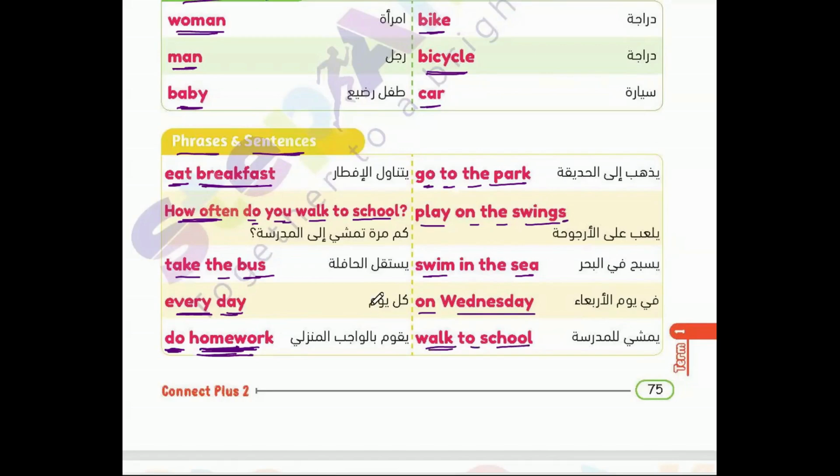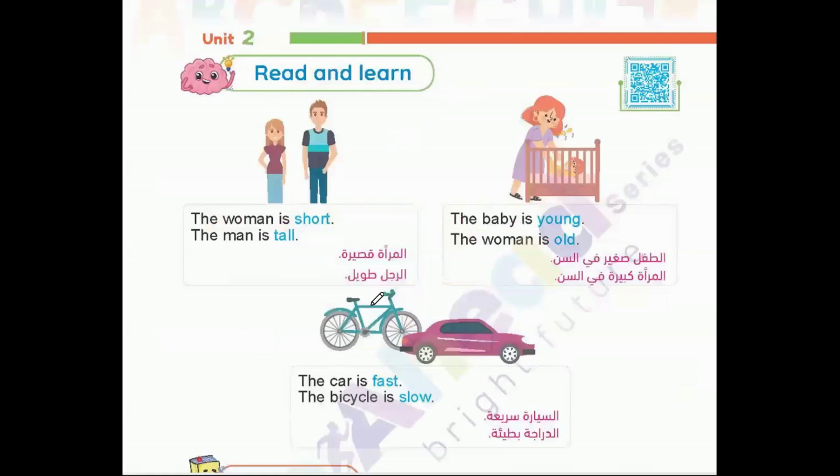Let's learn how we can use these kinds of adjectives we talked about to describe a noun. Here we have many examples. The first one: the woman is short. So I can now describe this woman as short. This adjective helped me to describe the woman. The woman is short.